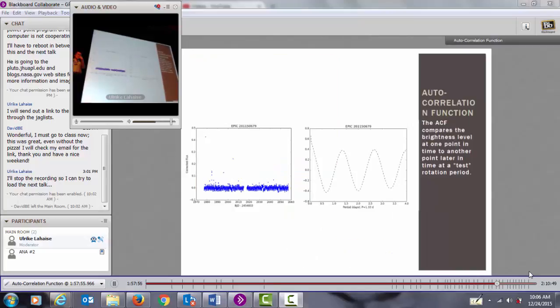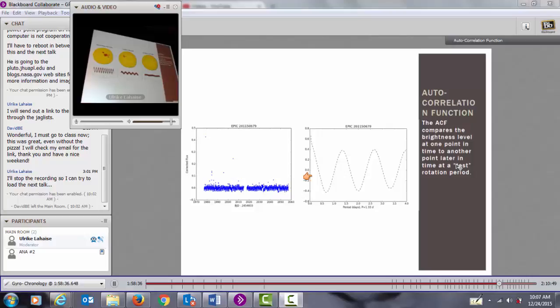And the way that I get rotation periods is using something called an autocorrelation function. And basically what that does is it compares the brightness level with itself at different points in time. And the spacing between the times that we're comparing that brightness level, that's the rotation period. So we're going to test different rotation periods to find the correct one. So this is an example of an autocorrelation function using different test rotation periods and then the actual value of the autocorrelation function. So this right here would be what we call the rotation period for this star.